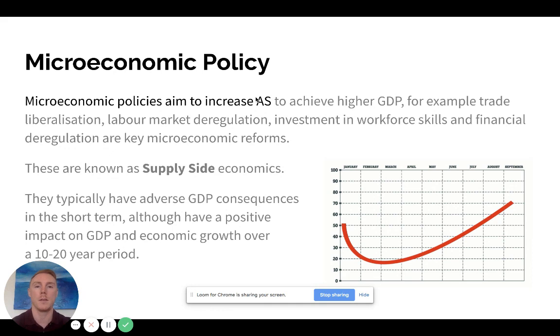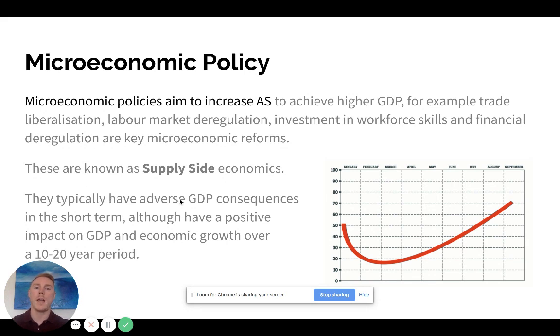So we're looking at the other part of the diagram. This will achieve higher GDP, so it could be policies such as trade liberalization, labor market deregulation, investment in workforce skills, and financial deregulation. These are some examples of key microeconomic reforms. These are also known as supply-side economics.